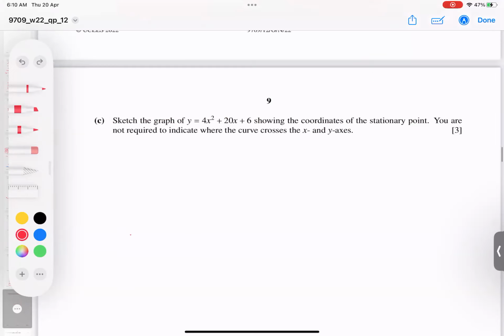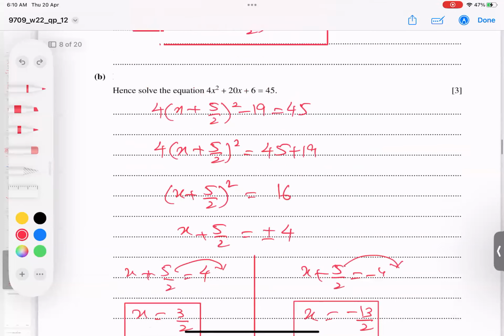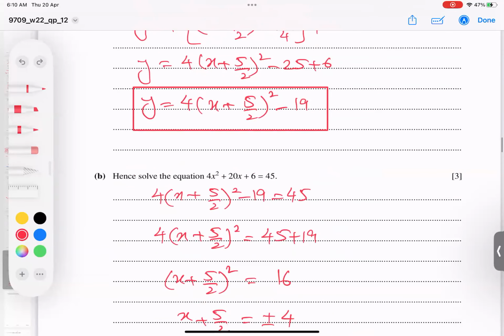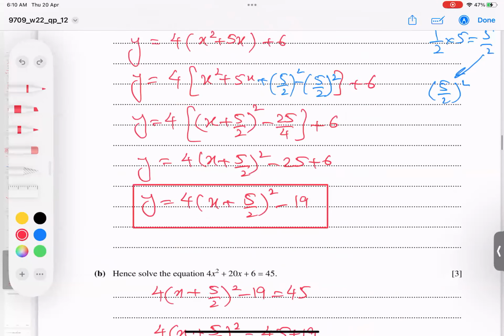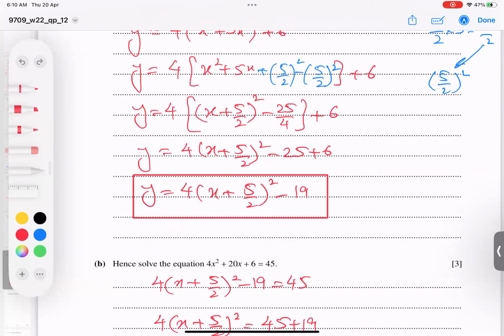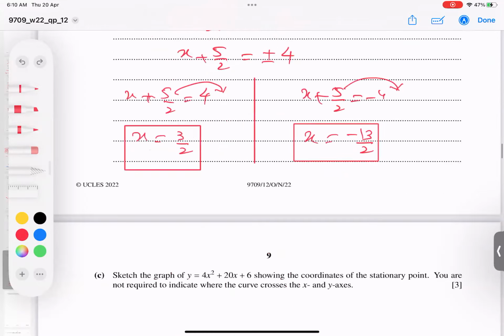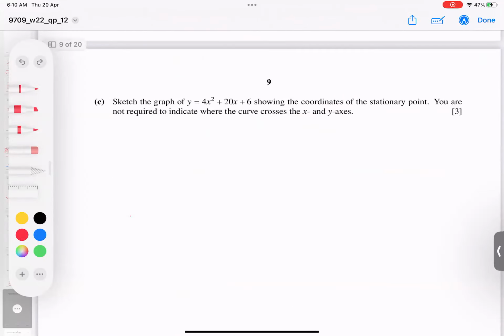So what is a stationary point, students? We can find it by two techniques. One is by differentiation, but we have another choice. What is that? Because this is completing the square, I have done it already. This form is very, very important. I use it here as it is, you see.